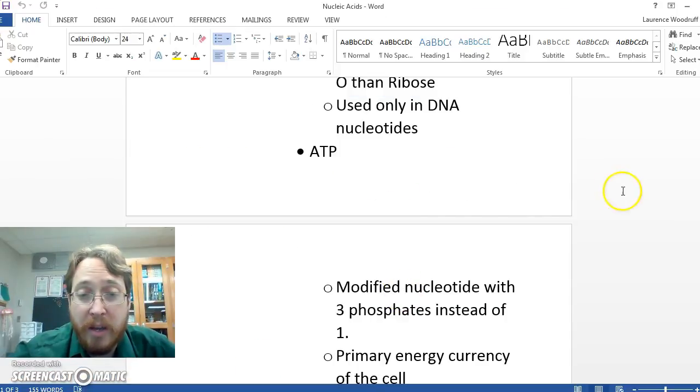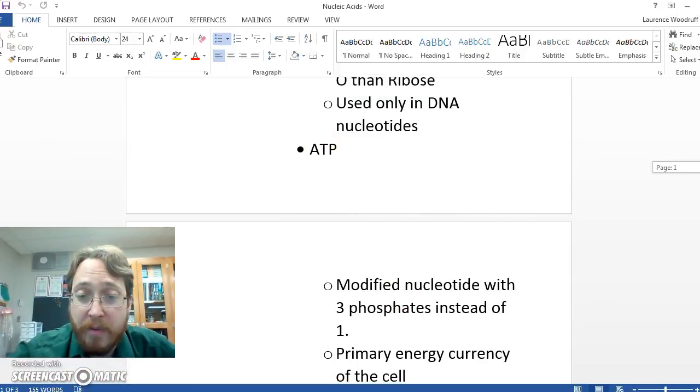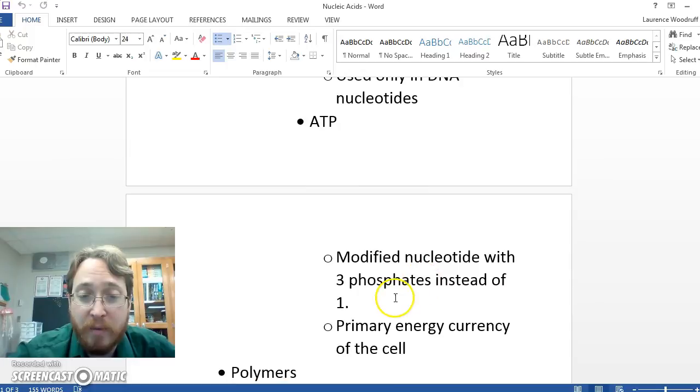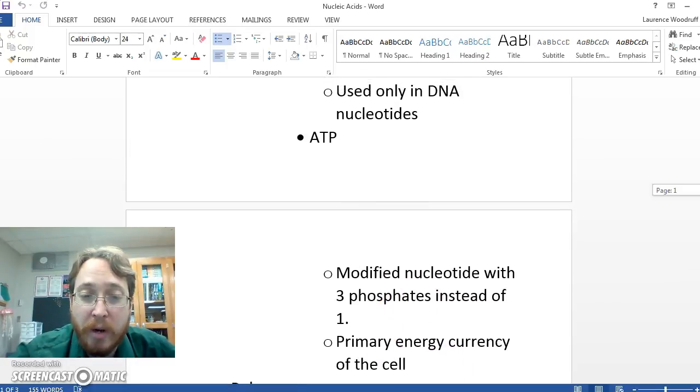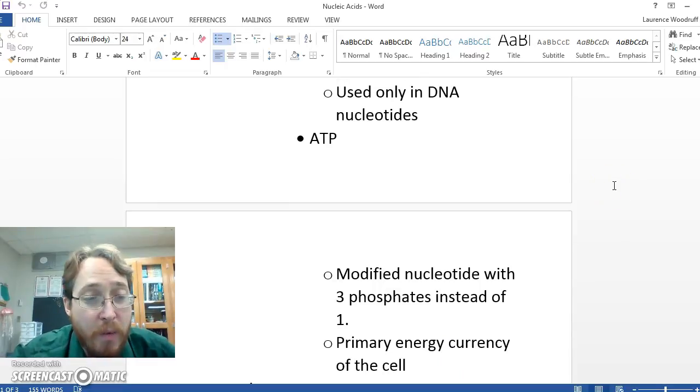So let's take a look again. ATP is a modified nucleotide with 3 phosphates instead of 1, and it is the primary energy currency of the cell. Sorry, I was a little disorganized about that, but that's what we need to know, and I hope this helps. Struggle well.